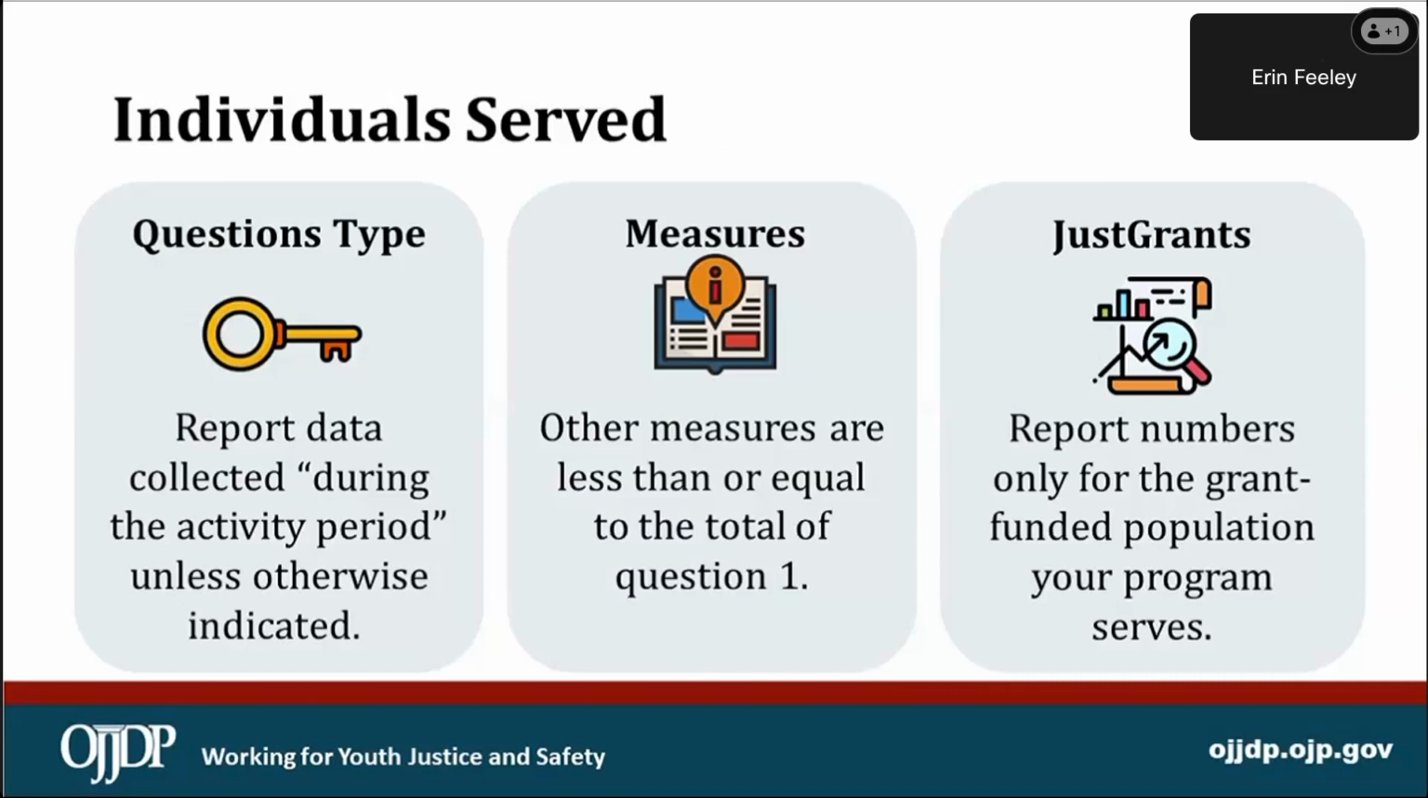We also want to highlight the individuals served because this is a key performance measure. The individuals served are those that receive services from your program during the activity period, and that's going to mean the last 6 months. The total of all of the questions in number one is going to be that key performance measure that you're going to use as what we call a validation or a checkpoint against other performance measures further down in the document. Remember to report numbers only for a grant-funded population.